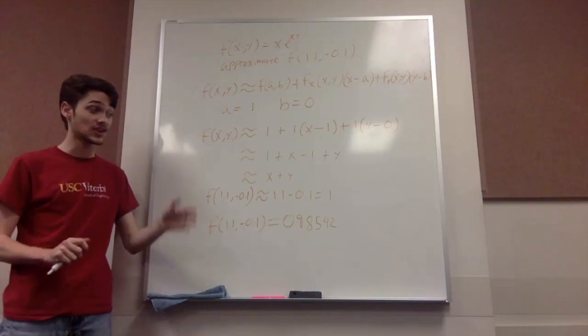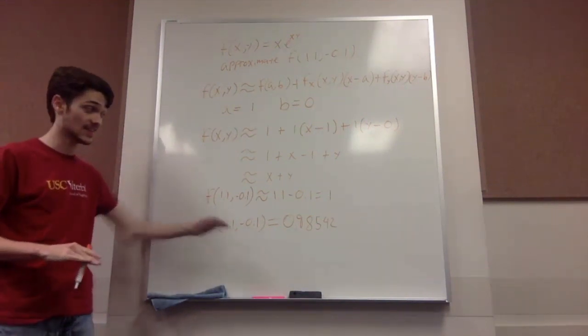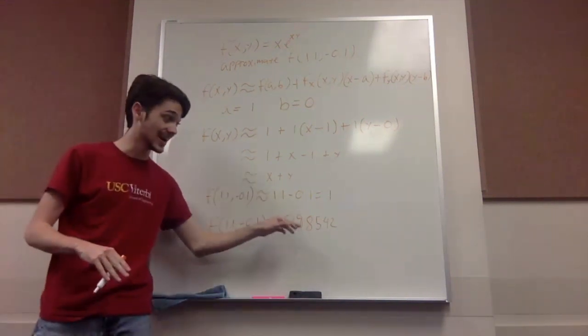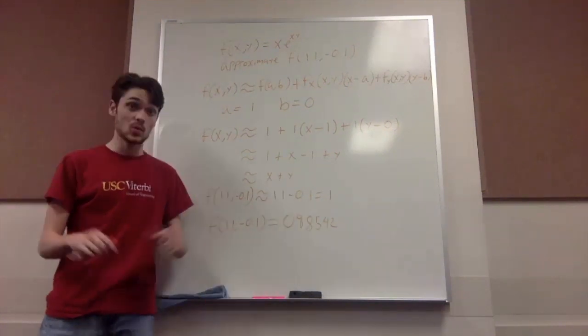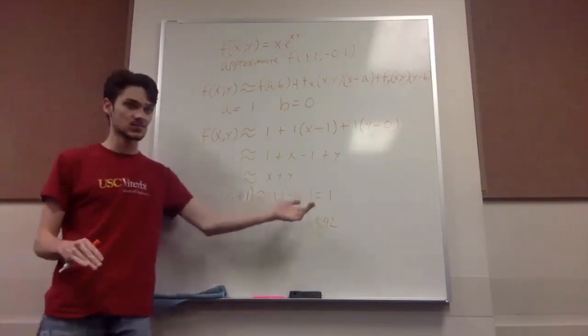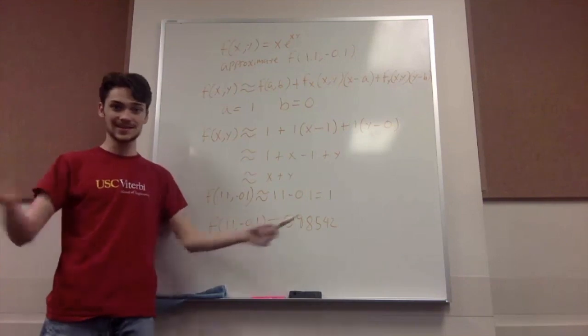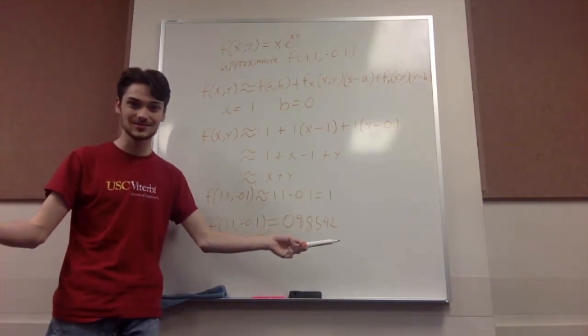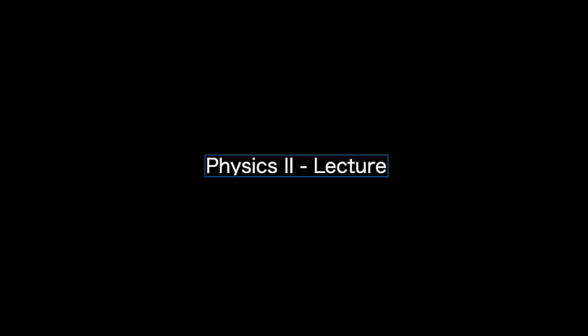Plugging this into an actual calculator gives us that this is equal to 0.98542, which, as you can see, is really close to 1. Hence why linear approximation works. Freaking awesome, dude.